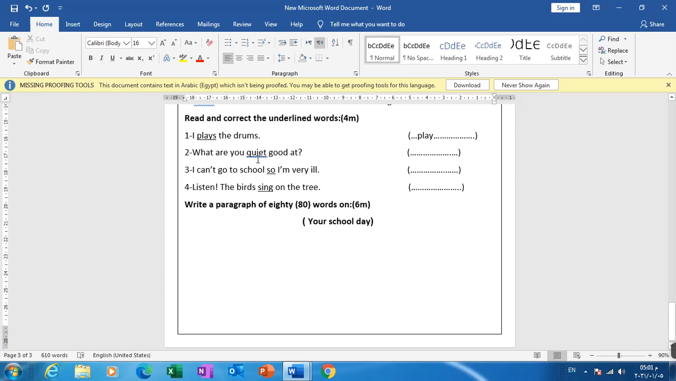Number 2. What are you quiet good at? Quiet, Q-U-I-E-T, means calm. It's an adjective. But I want to correct it to write quite, which means to some extent. It is spelled Q-U-I-T-E. So here we will write Q-U-I-T-E. Number 3. I can't go to school, so I am very ill. I am very ill is the cause. Here "so" doesn't fit because it comes before the result. So here "so" is wrong, we will write because.